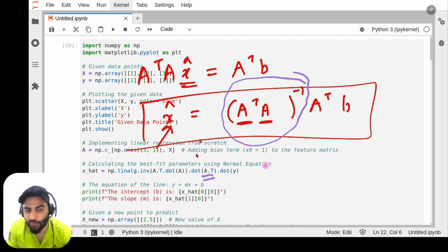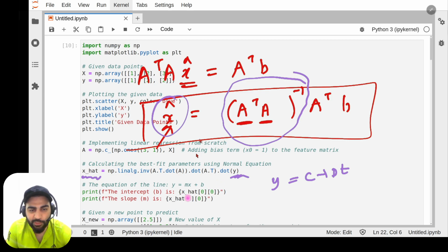Then I'm taking the dot with Y. The Y here basically is b. This gives me this x hat. Now this is our x hat, C and D. Our line was Y is equal to mx plus b, or we say Y is equal to C plus Dt. So here we'll get the slope and the intercept. This is our slope, this is D, and this is our intercept, C.